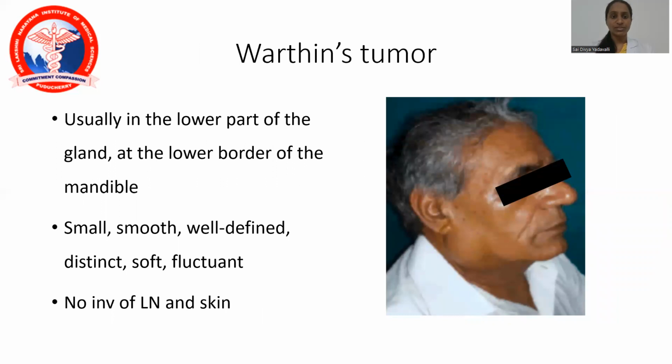A Warthin's tumor is usually seen in the lower part of the gland at the lower border of the mandible. They're small, smooth, well-defined, distinct, soft and fluctuant tumors. There is no involvement of lymph nodes or skin in these tumors.